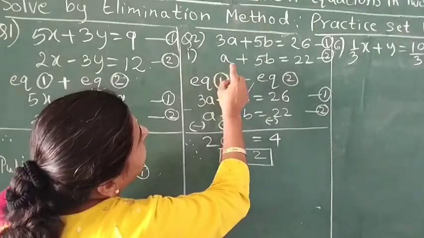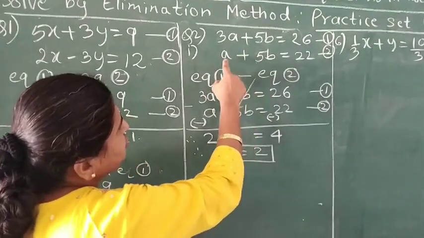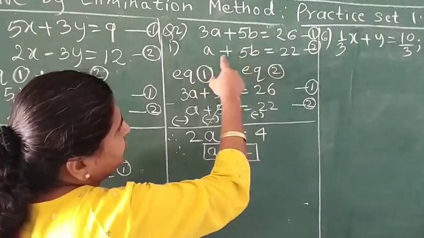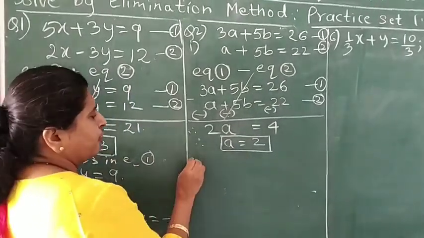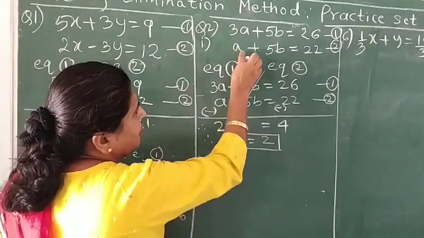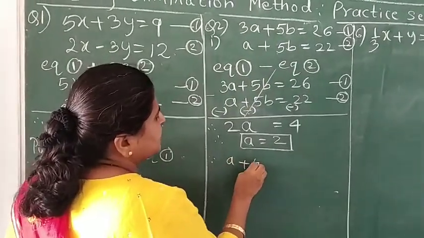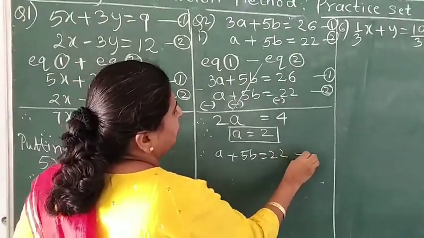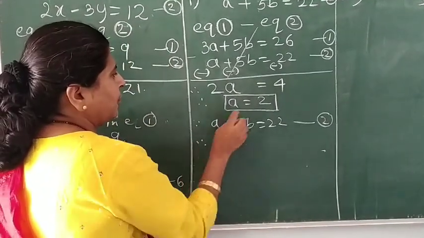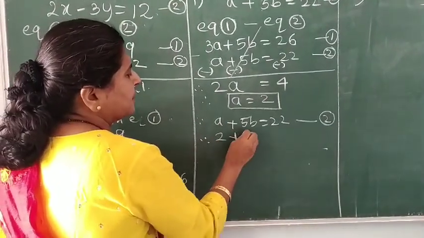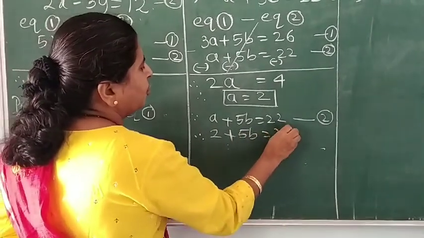So if we select, we can observe that here the calculations are a little bit less, so we can select equation number 2. Either you can write like this, or if you write "therefore", you can see directly also you can write a plus 5b is equal to 22. This is equation number 2. Copy this equation, substitute this value. So a is equal to 2, plus 5b is equal to 22.